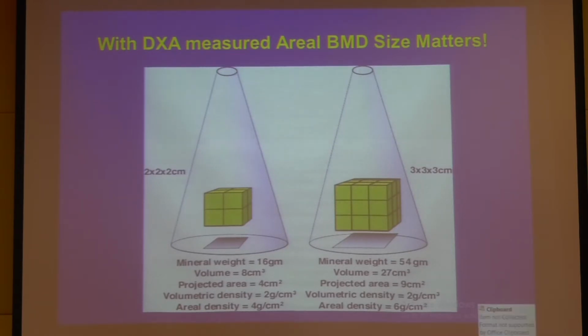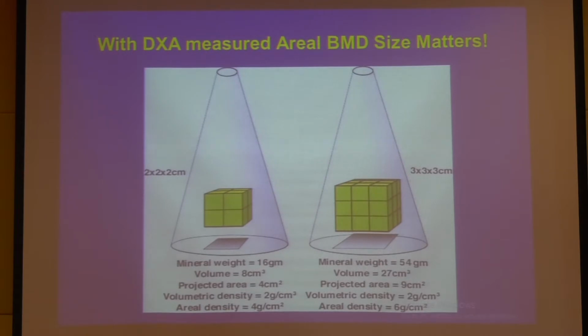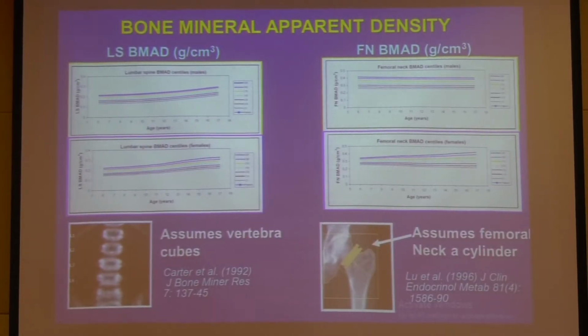Now, instead of having these blocks, you can put a small healthy child here, that's an 8-year-old, and a big 8-year-old child here. Even though they're completely healthy, you'll get totally different results. And herein lies the problem. So you cannot use areal bone density in a child without correcting for size. So size correction becomes very, very important. And so how do we do that?